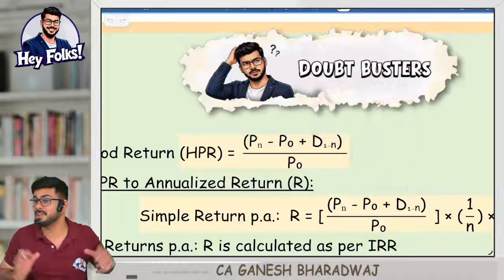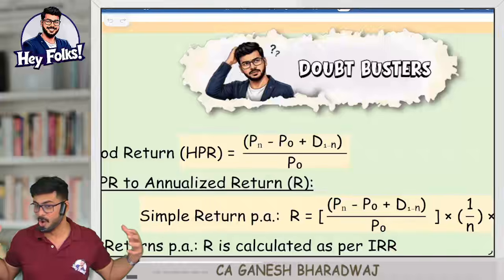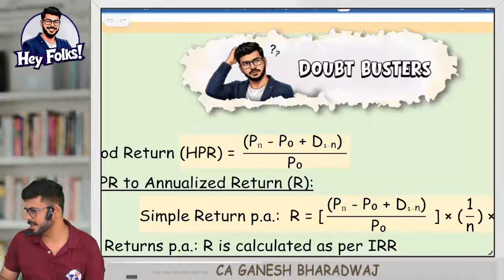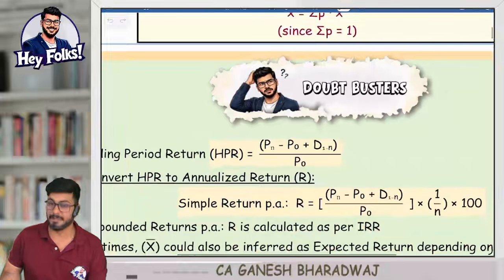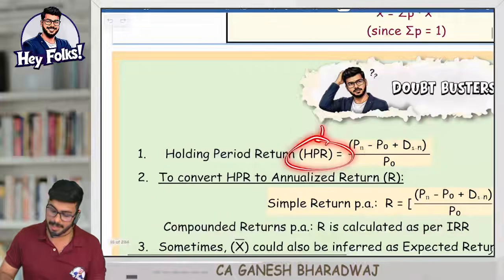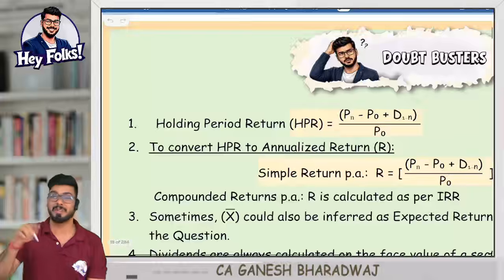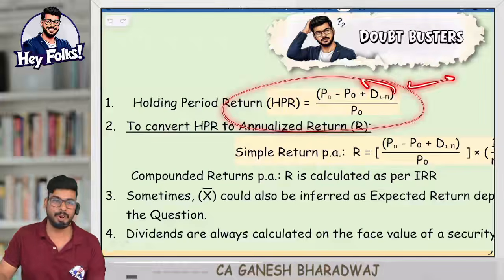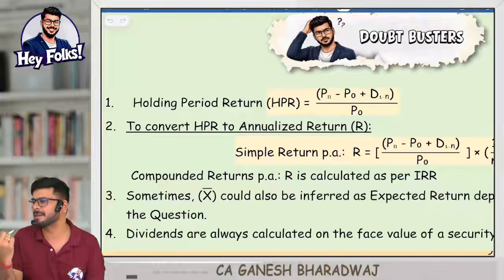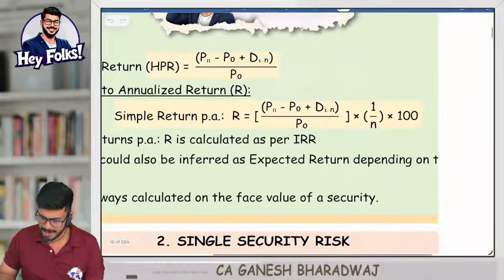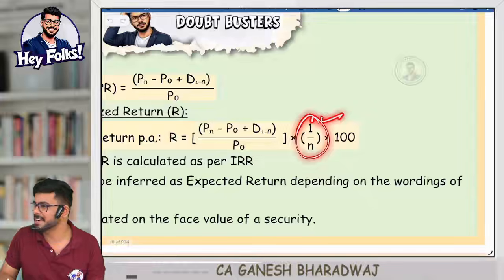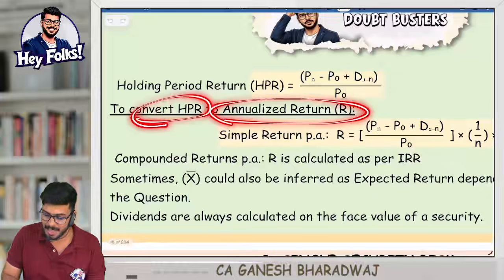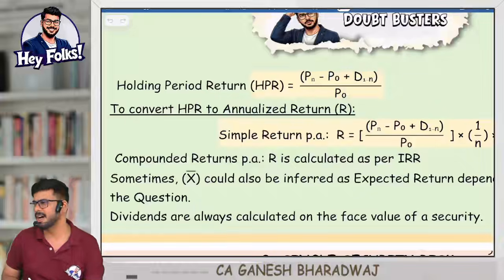Is this clear? Why? Because we are not calculating per annum. We are calculating the holding period return divided by the initial investment. Is this clear, guys? Are you all able to understand? Now, if they have given the holding period return in the question, and they are asking you to calculate the per annum return, very simple, no? If this is the overall holding period return for 2 years, per annum it is going to be into 1 by 2. That's what we have: 1 by n into 100. So this is to convert the holding period return to an annualized return. Is this clear, guys?